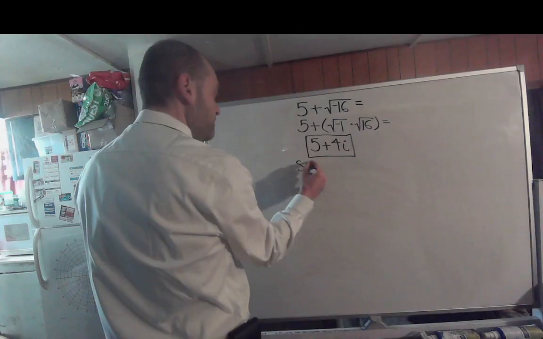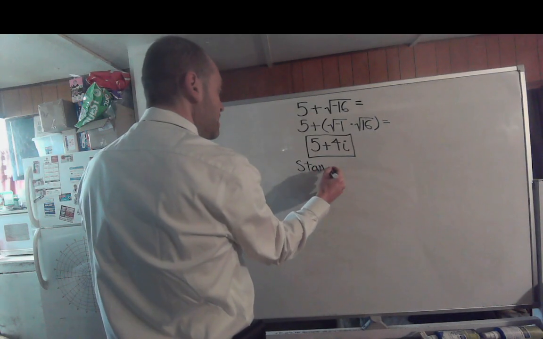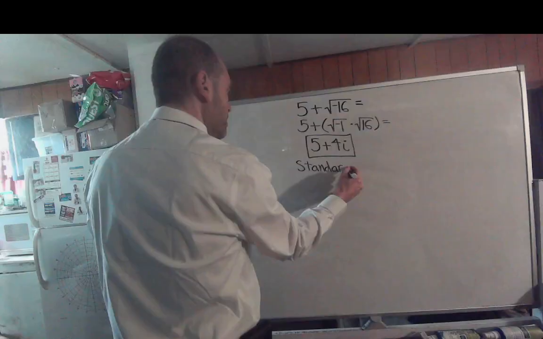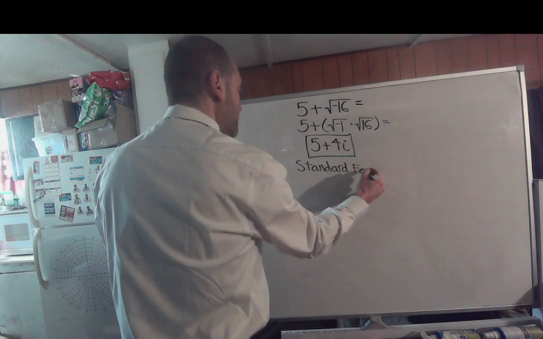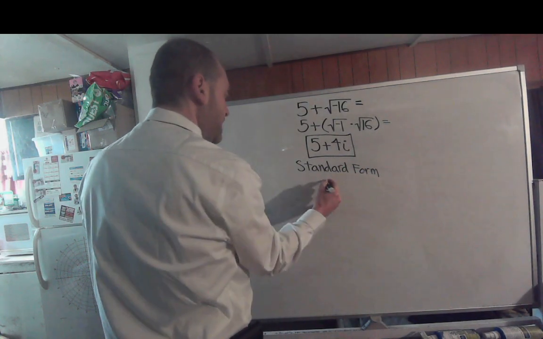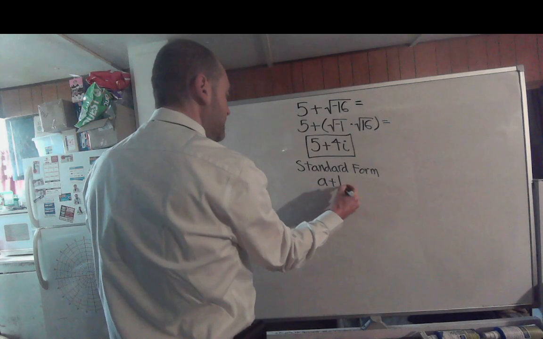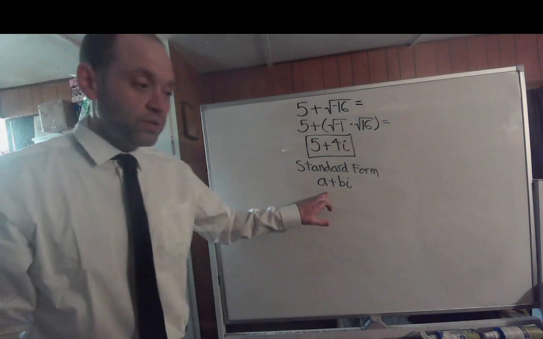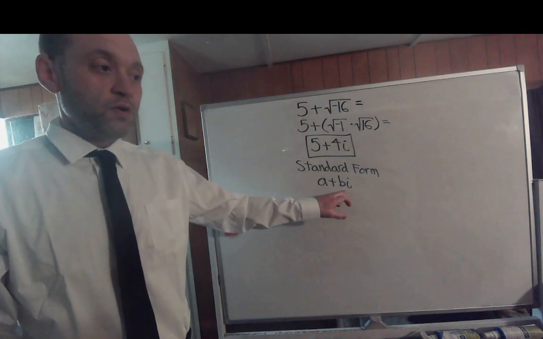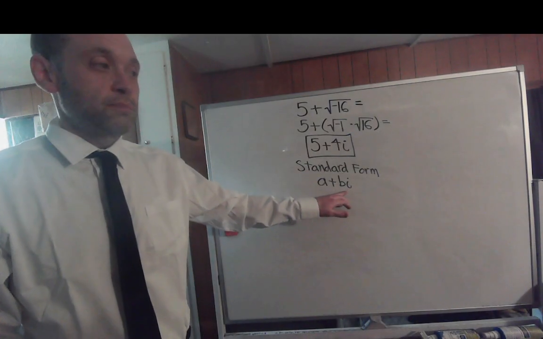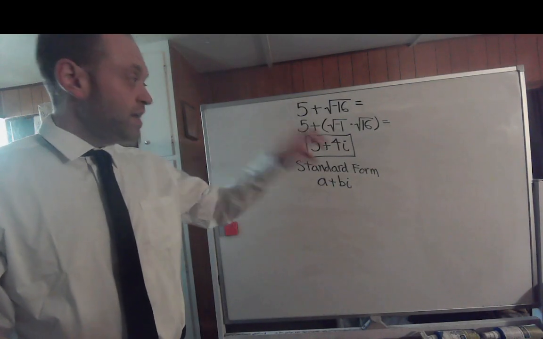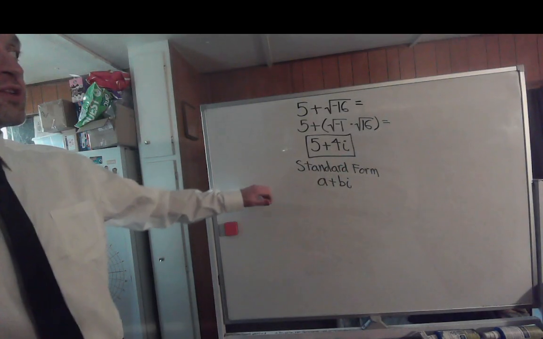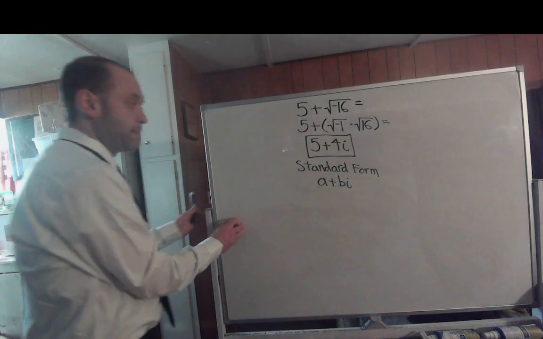The standard form of a complex number is considered a plus bi, where that a is your real number and that b is your coefficient of the imaginary number. So that 5 plus 4i is considered written in standard form.